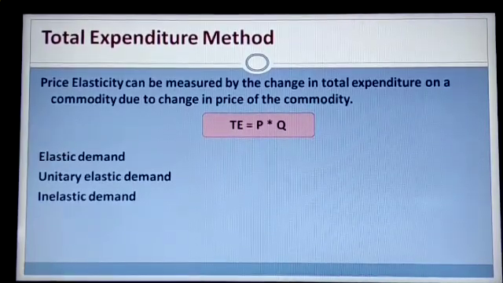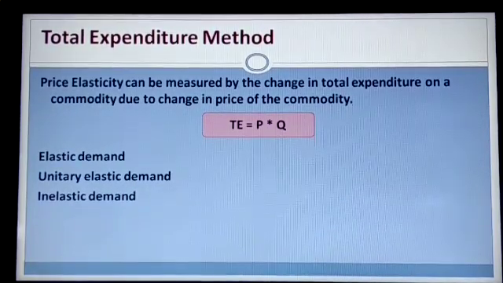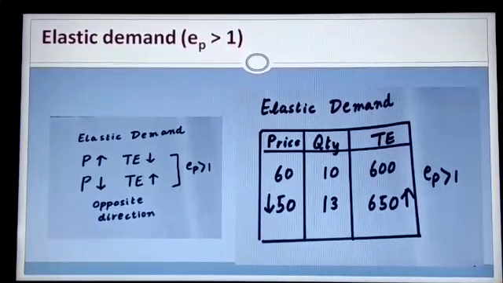Now there are 3 types in this particular method: elastic demand, unitary elastic demand and inelastic demand. We will do it in detail. Now what is elastic demand, you remember? Less change in price, too much change in quantity. EP is greater than 1 here, okay?